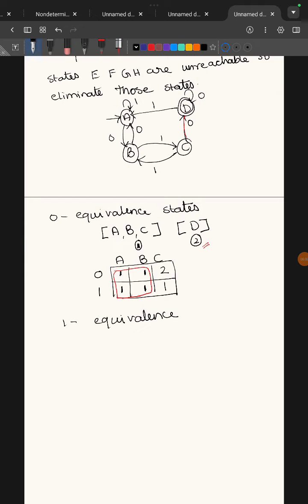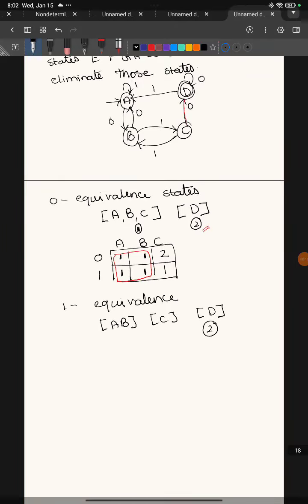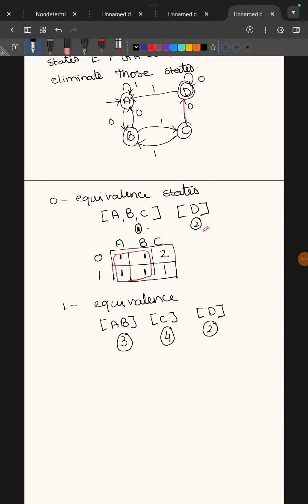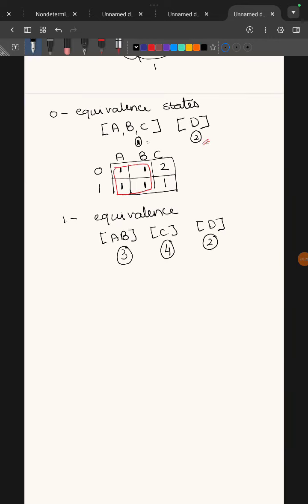So here the groups will be A and B is a group, C is a group. Okay, D will be obviously a separate group. So we will retain the group number of D, that is 2. Now AB is a new group formed. So we have already named 1 here, 2 here. So we will name AB as group number 3 and C as group number 4. Okay. Now again the same thing we will apply. For 0 and 1, we have to find for A, B, C.